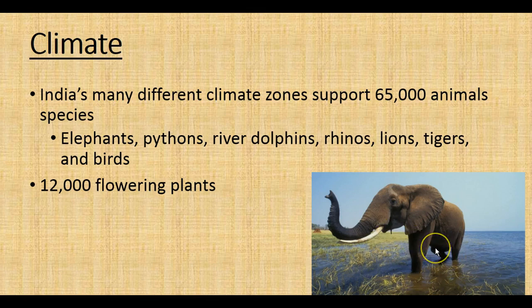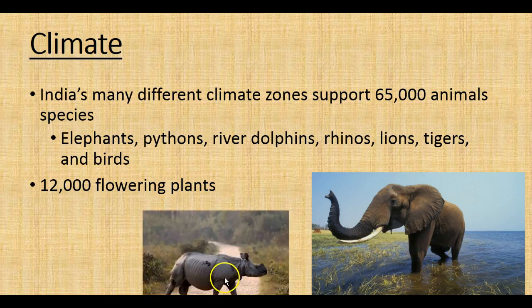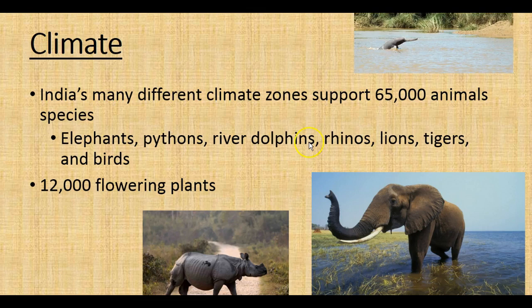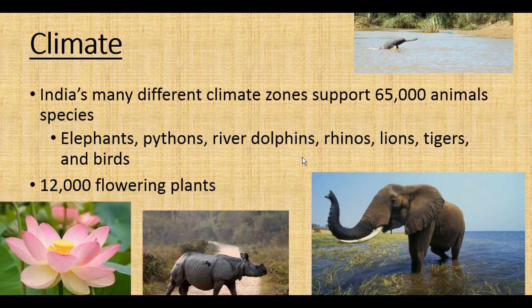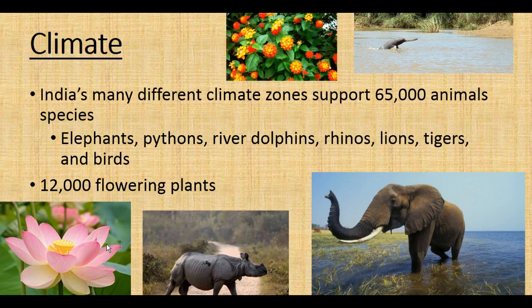So here we have an elephant in India. Here is a rhino. This is actually a river dolphin. You can see the banks of the river, so it's not in the ocean. Okay. This is the state flower, the official flower of India, and that is the lotus.